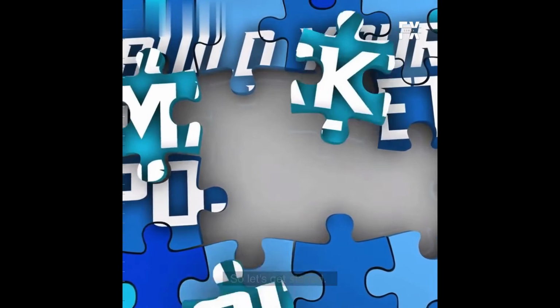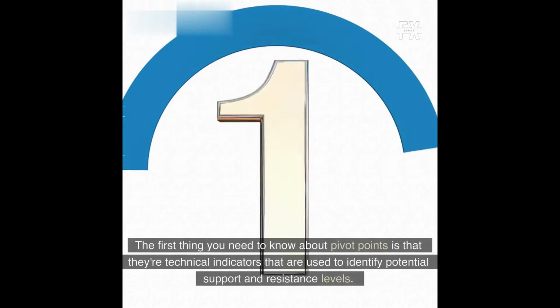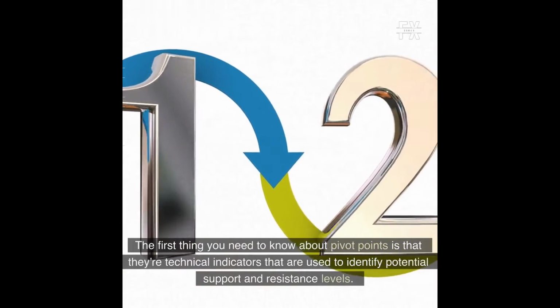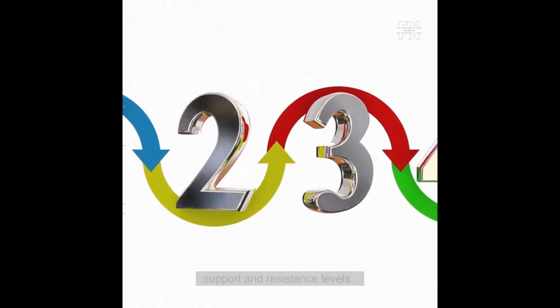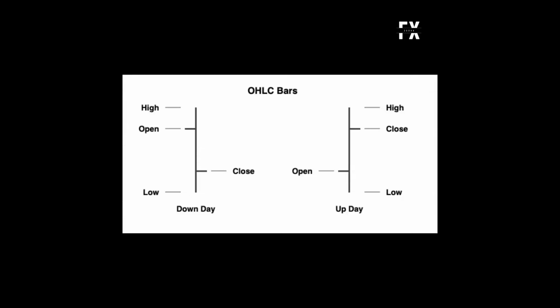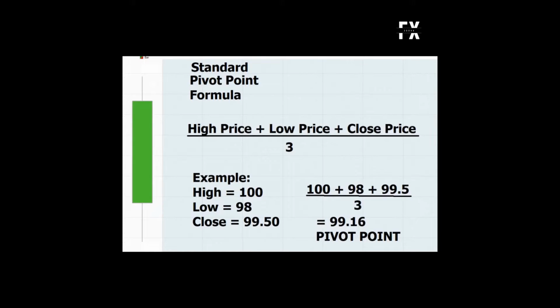So let's get started. The first thing you need to know about pivot points is that they're technical indicators that are used to identify potential support and resistance levels. Pivot points are calculated using the high, low, and close prices of the previous day's trading session. The main pivot point is the central point of support and resistance and is calculated by adding the day's high, low, and close prices and then dividing by 3.